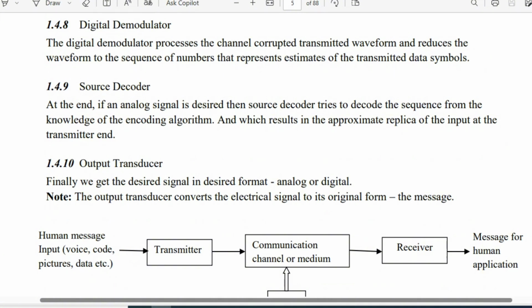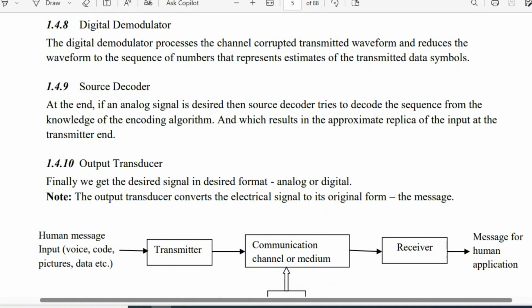Now let's talk about the source decoder. At the end, if an analog signal is desired, then the source decoder tries to decode the sequence from the knowledge of the encoding algorithm. Picture the source decoder as a magic decoder ring that reads the secret code used to create the message and transforms it back into something familiar, like turning a cryptic spell back into a clear message, right? And which results in the approximate replica of the input at the transmitter end.